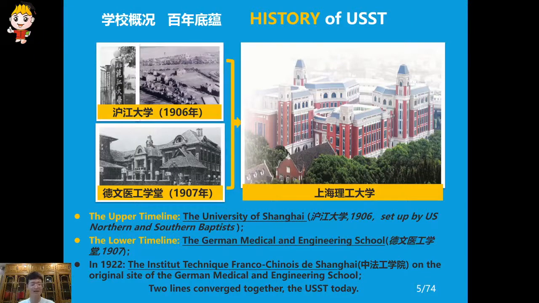Obviously there are 2 timelines in the images above. We have 3 keywords or terms here that I want to explain and share with you guys first. The first keyword or term is University of Shanghai, 沪江大学. The second keyword is the German Medical and Engineering School, 德文医工学堂. The third keyword is the French pronunciation, Institut Technique Franco-Chinois de Shanghai, 中法工学院. Those are the three key terms I want to help you get familiar with.